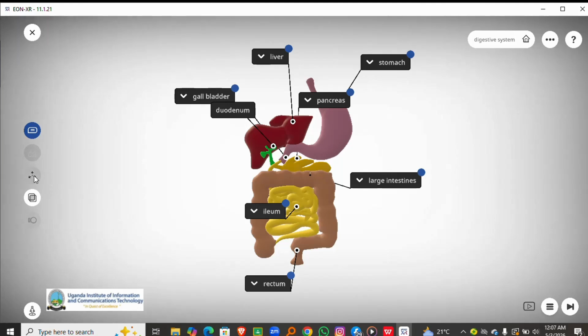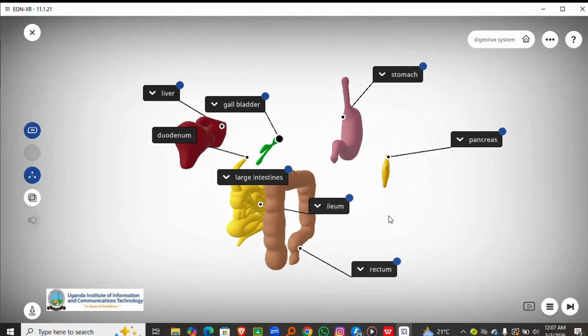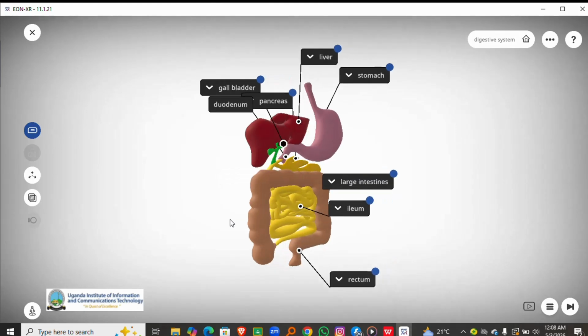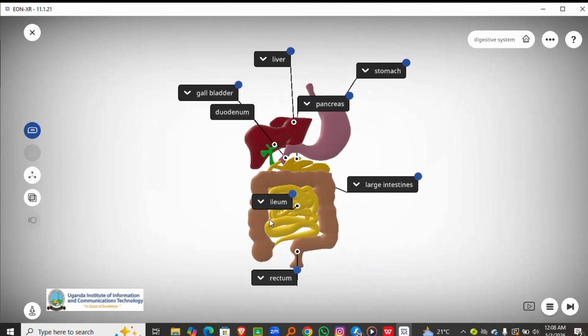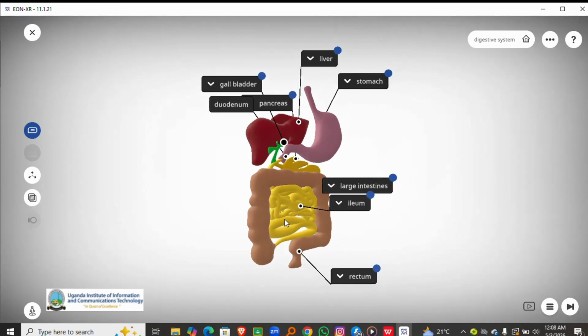If you can try to separate these parts, you'll see the small intestines have separated out. This is what we call the ileum. In this part, there is final digestion taking place. You can put them back together. There is final digestion where the polypeptides are digested by peptidase enzyme and form amino acids, which will then be absorbed into the bloodstream.